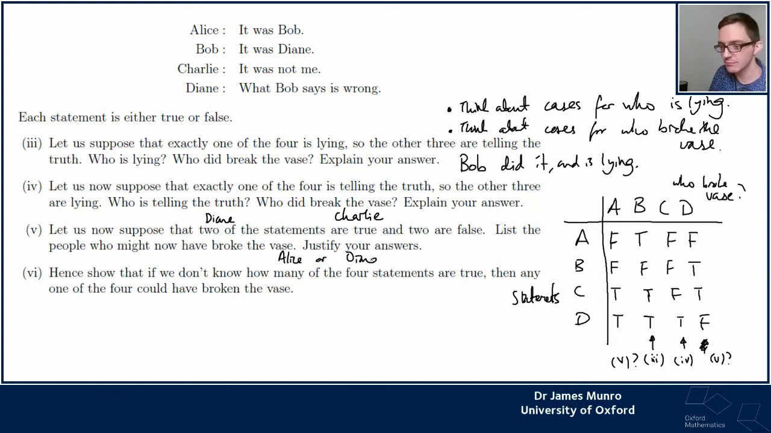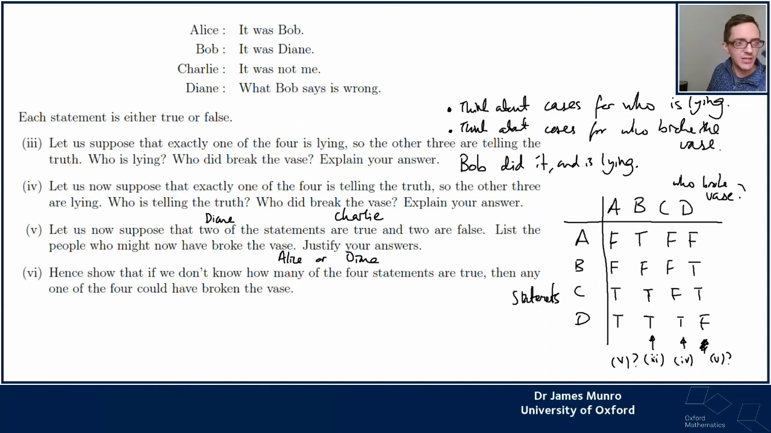Here, I think, really, the only way into this is going to be to check the possibilities, to list the people who might have broken the vase. I think we're going to have to think about all of them. Except, I suppose we don't have to think about Bob and Charlie, because we've already shown that if Bob or Charlie broke the vase, exactly 1 or exactly 3 people were telling the truth. So again, we've only really got two cases.